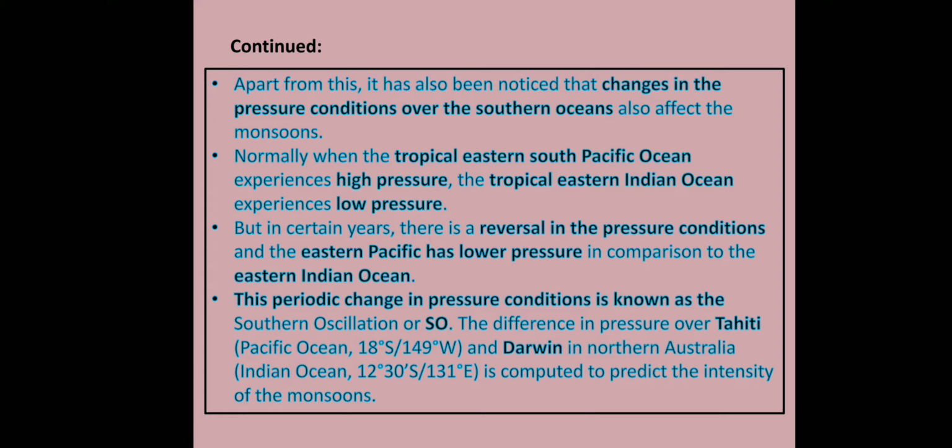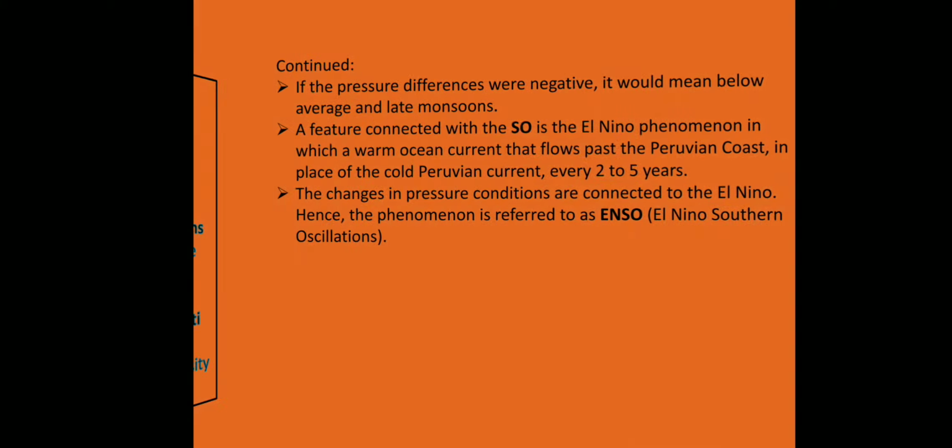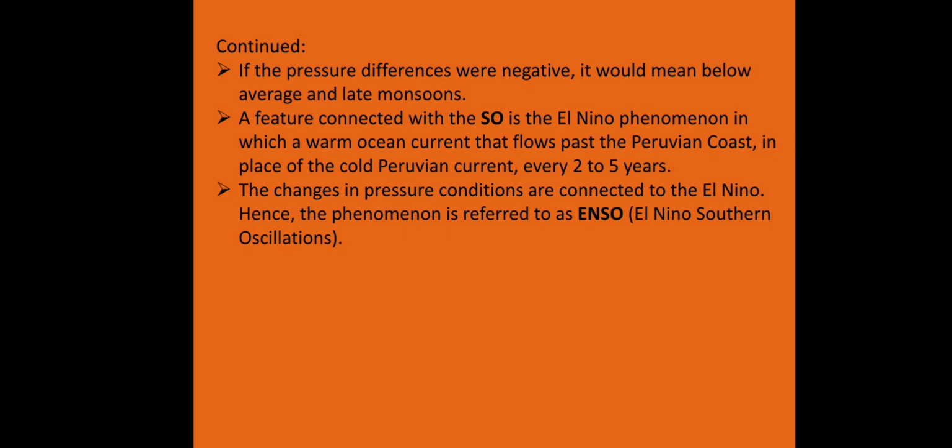Located in a map for easier understanding. Let us see how we can predict the intensity of the monsoon. If the pressure differences were negative, it would mean below average and late monsoons.